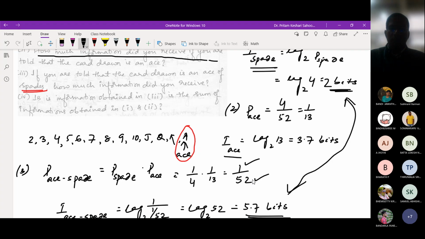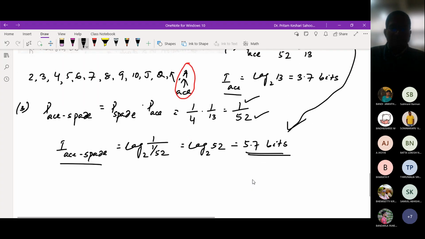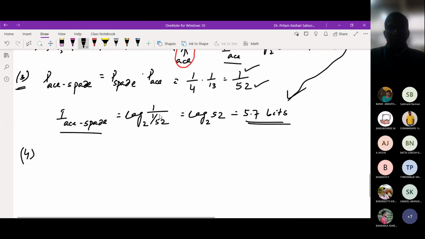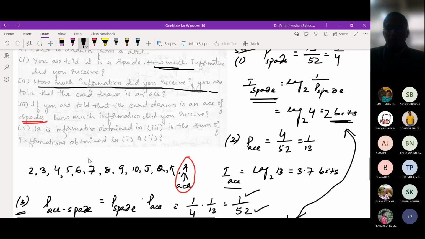Okay. Now we have the 4th bit. What is given in the fourth bit is: is the information obtained in 3 the sum of information obtained in 1 and 2? How much information did we obtain in 3? 5.7. Is it the sum of information obtained in 1 and 2?